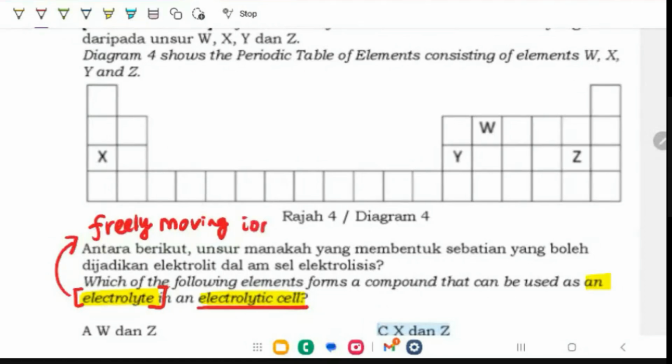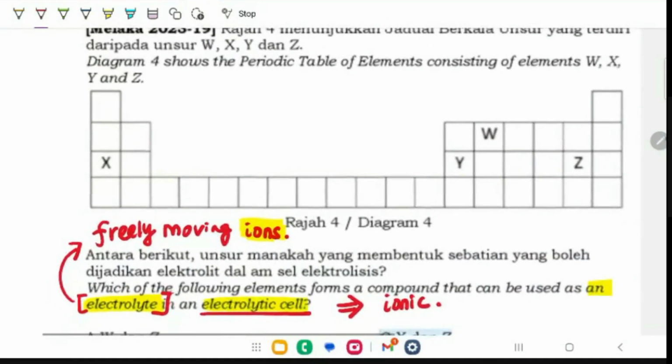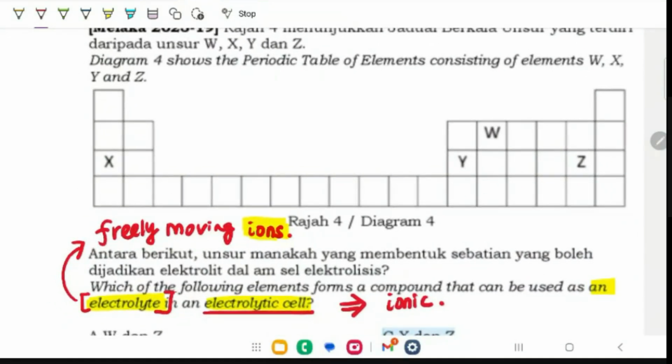Ions, not electrons, freely moving ions. Okay, so it's ions, not electrons. So meaning that if it has freely moving ions, in other words, what compound is it? Ionic. So the keyword now, you must go and find the ionic. Okay, which one will form the ionic class?